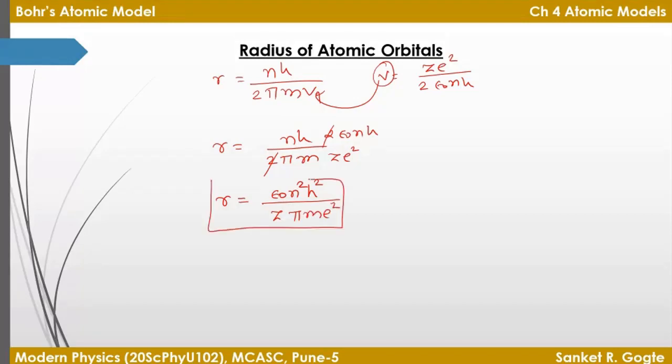So this is the radius of the atomic orbital when it is non-radiating. When it is a stationary orbit, then only these radii are possible, where n, remember, assumes positive integer values. So not all radii are possible when the electron is revolving inside the atom. Only these radii are possible.